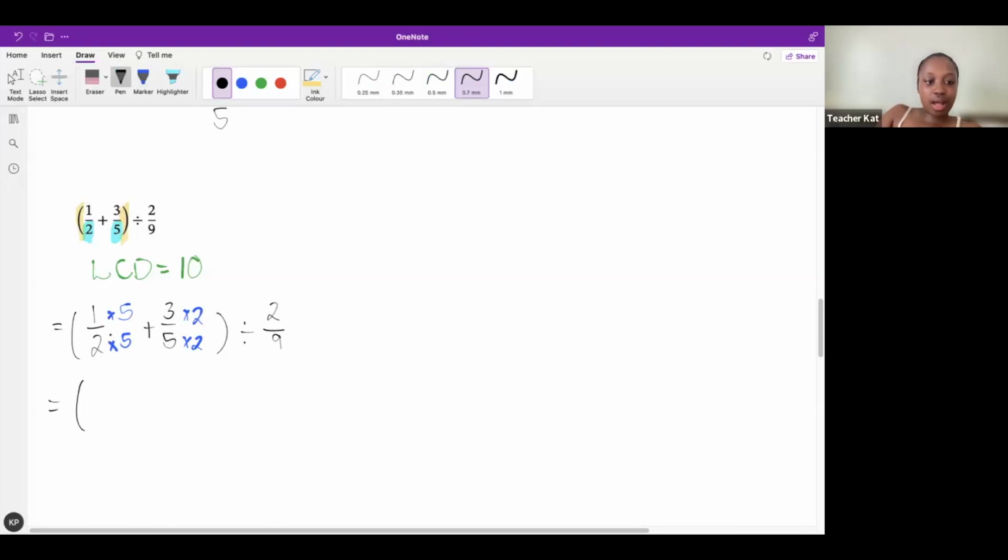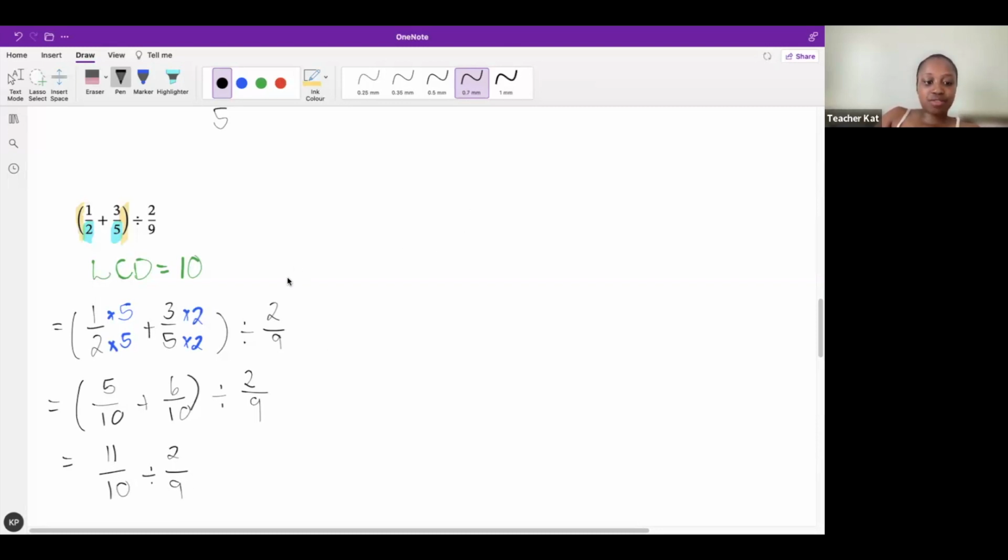So what are my new fractions now? I have 1 times 5 over 2 times 5. So my new fraction now is 5 over 10 plus what? Something over 10. So what's 3 times 2? 6 over 10. Thanks, Logan. Divided by 2 over 9. So what's 5 over 10 plus 6 over 10? That will be 11 over 10 divided by 2 over 9.